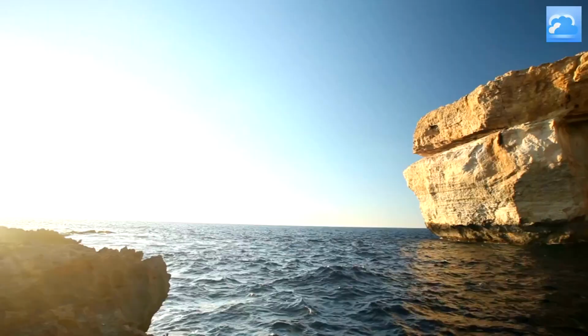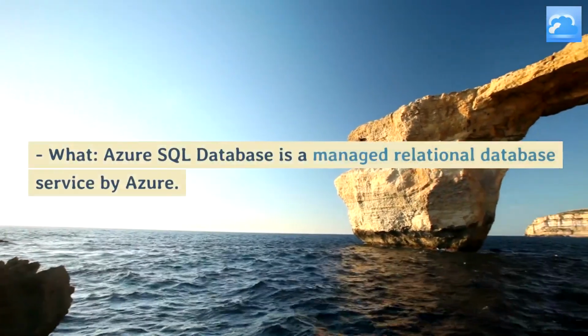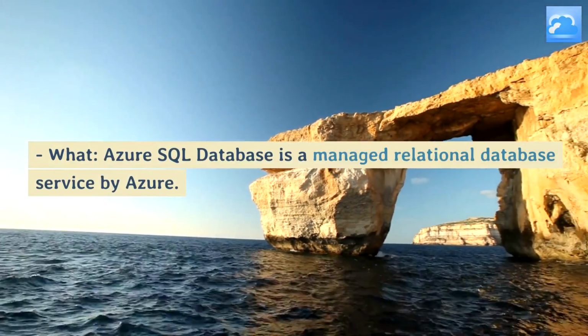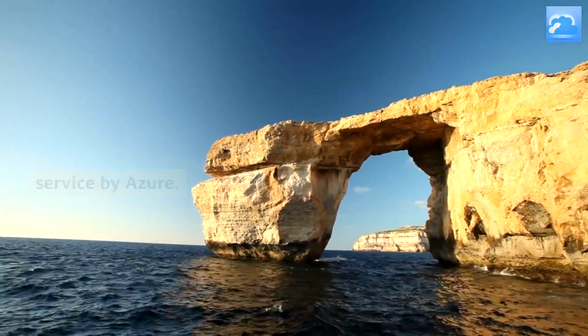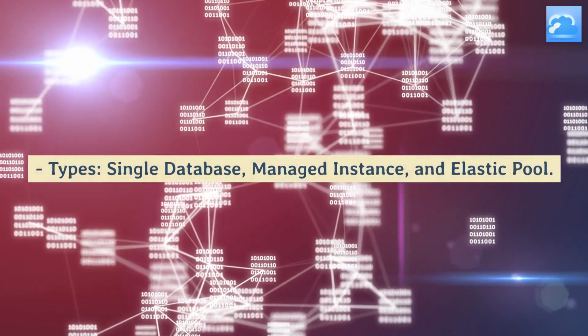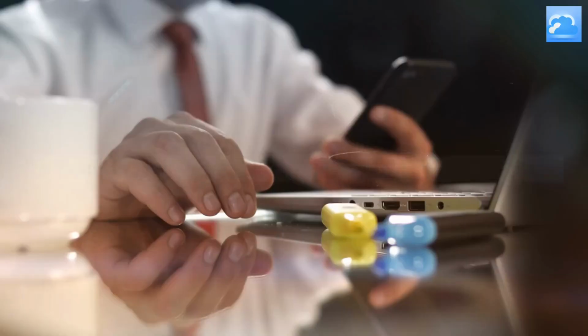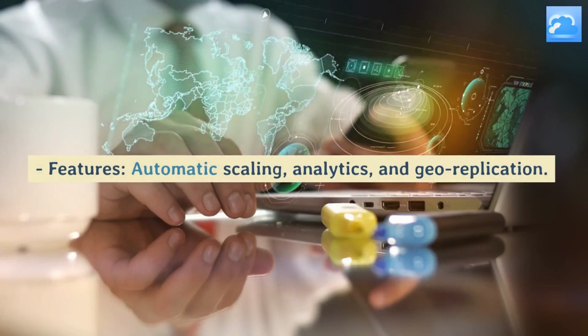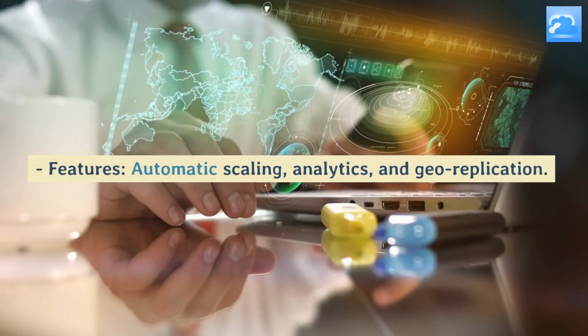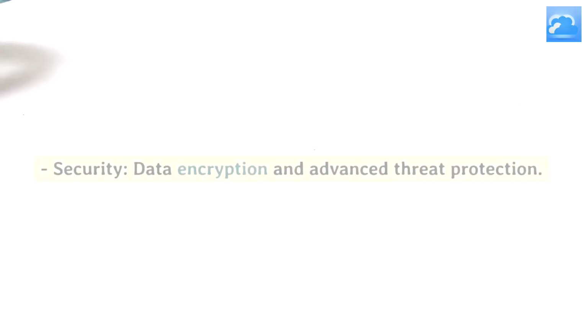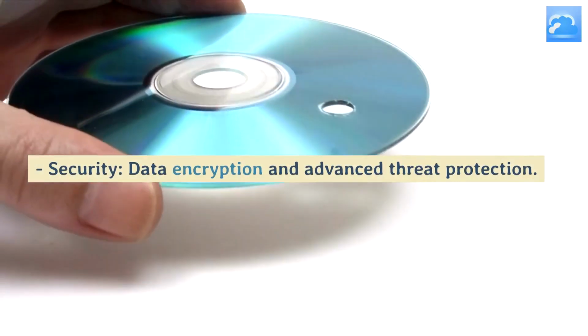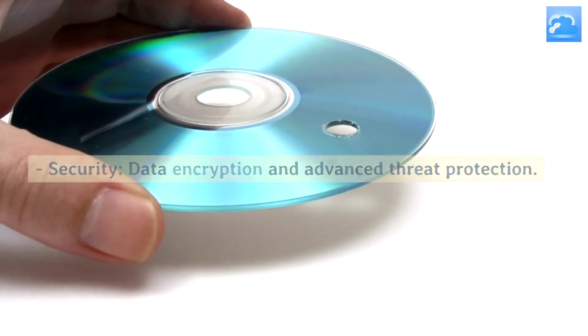Summary. What? Azure SQL Database is a managed relational database service by Azure. Types: single database, managed instance, and elastic pool. Features: automatic scaling, analytics, and geo-replication. Security: data encryption and advanced threat protection.